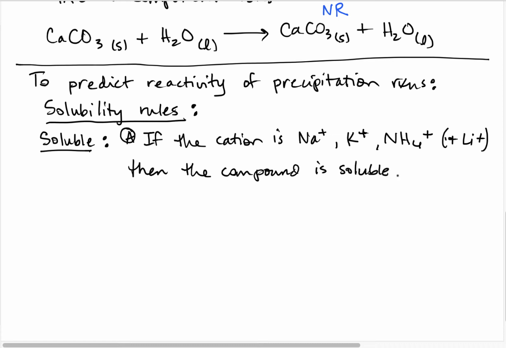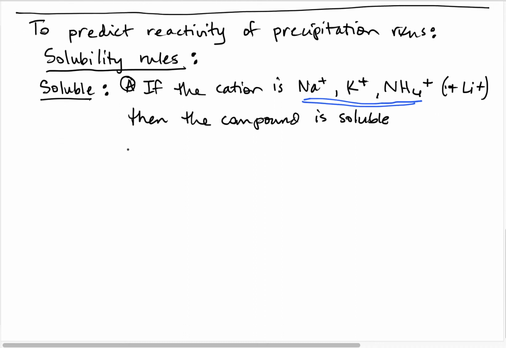So guess what? Lithium, sodium, potassium, these are all our alkali metals. They're all in that first column of the periodic table. They're all grouped together, plus ammonium. So these guys are going to be really easy for you to remember. If you see any of these cations, I think lithium has one exception, so that's why it's in parentheses. But if you see any of these, it does not matter what it is attached to, that compound is soluble. We also have a couple of anions, where if you see that anion, it's soluble.